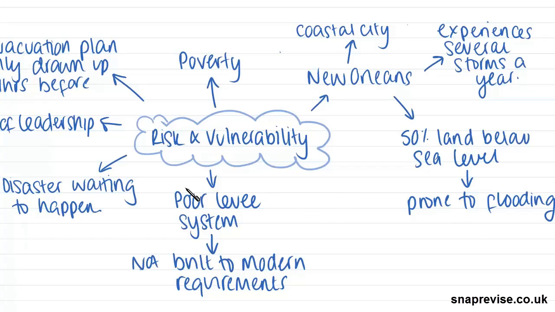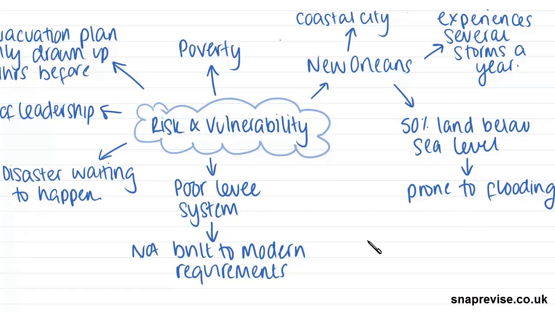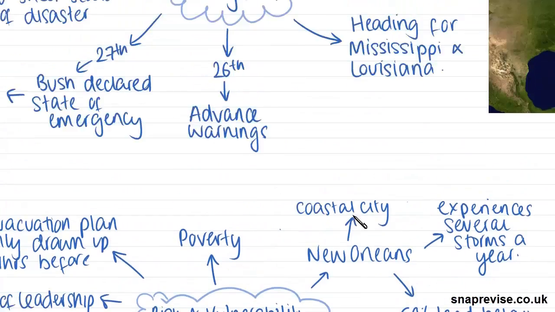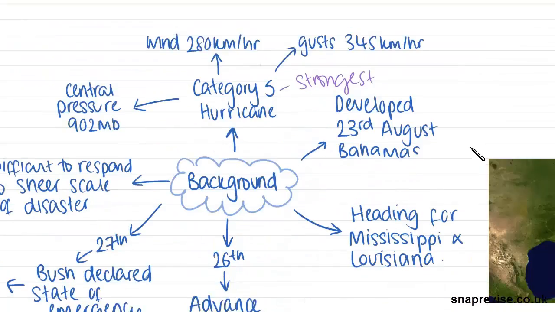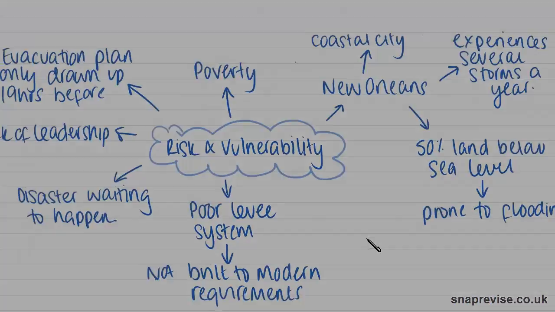Also in New Orleans, they had a poor levee system, and levees are these barriers, which you can see in this first image here, and they are meant to keep the floodwater out and storm surges, but the specific levees here were really weak and they burst and they let all the water in, which caused extensive flooding.